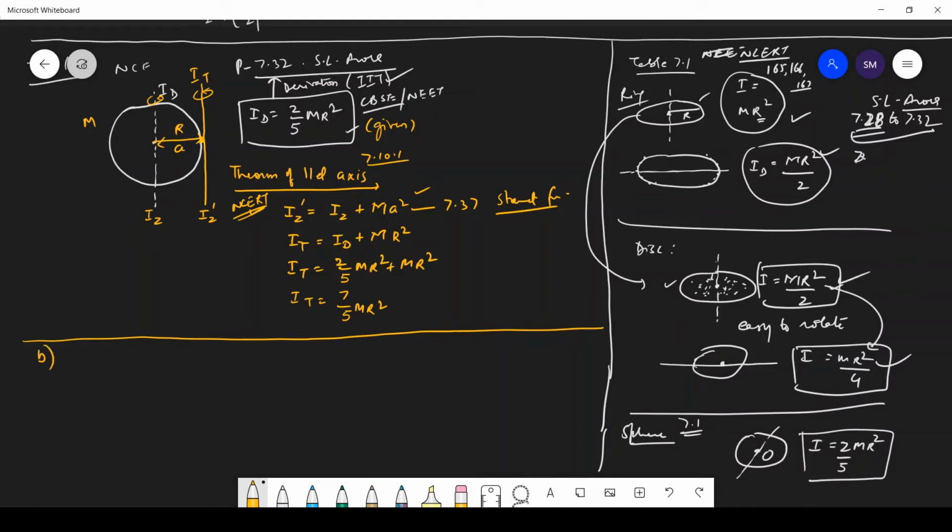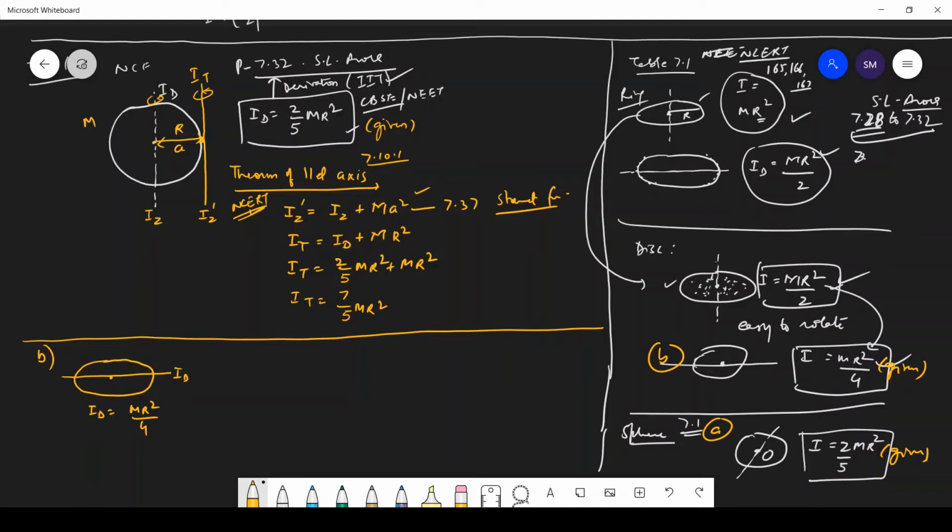In the B part, we have a disk of mass m and radius r. So we have this disk now, and about any of its diameters this formula is given to us, students. Earlier, in the A part, the sphere's formula was given, and in the B part this is given to us. So along one of its diameters, I_D is given to you, and that is mr square by 4.